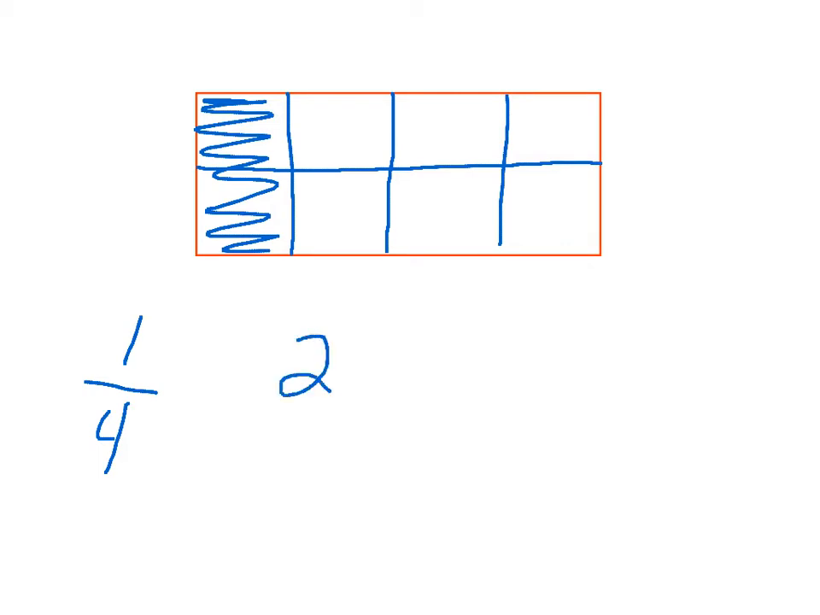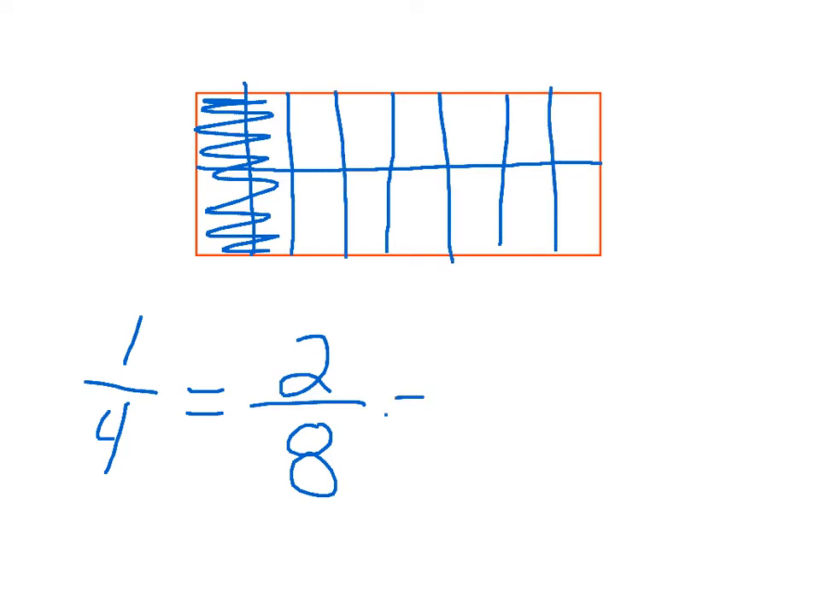Well, that would be 2/8. And I did not change the shading at all, so these have to be equivalent. They have to be the same size. 1/4 has to be the same thing as 2/8. What if I went through and cut all these eighths in half again? So now I wouldn't have eighths, I would now have 16ths. And how many of them are shaded? Well, 1, 2, 3, 4. 4 of them would be shaded. And this could go on forever like this.